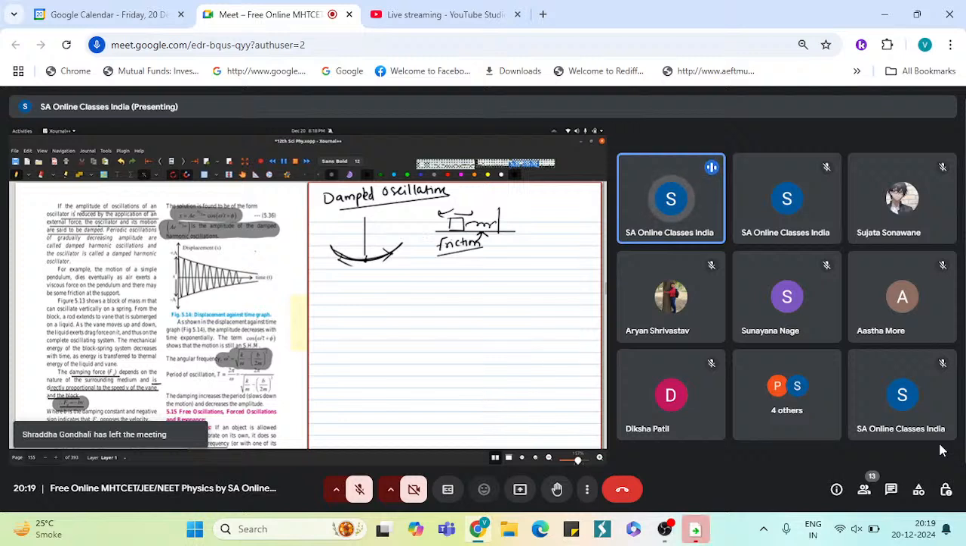So the formal definition is that if the amplitude of an oscillation is reduced by application of an external force, so here the external force is air resistance, or here the external force is friction, for example. This reduces the amplitude of oscillations by external force. The oscillator and its motion are said to be damped.